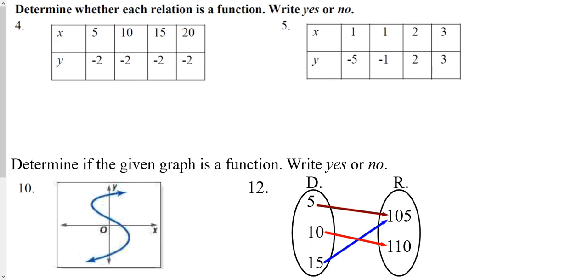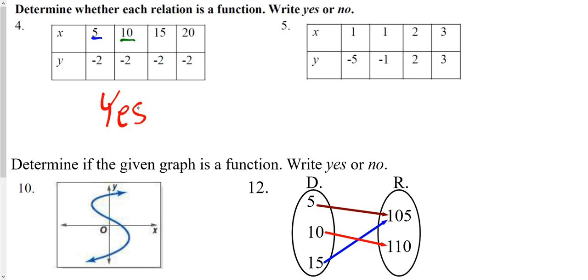Now here we need to determine if these are functions. So remember, a function, every number you put in has only one number you get out. If you take 5 here and plug it in, you only get out -2. When you take 10 and plug it in, you only get out -2. It doesn't make a difference if the output's the same. It's just no matter what number you put in, you can only be paired with one number you get out. So that means this one is a function.